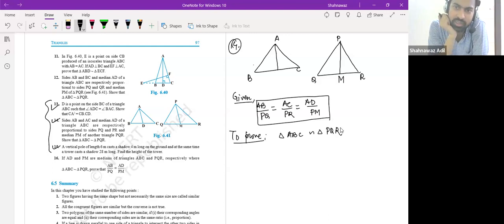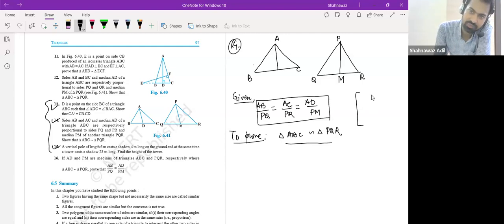So Hashid, what do we have for the similarity of triangles? Double A criteria, yes, SAS, and triple S, right? And triple A also, right? Okay, so we have these four criteria.